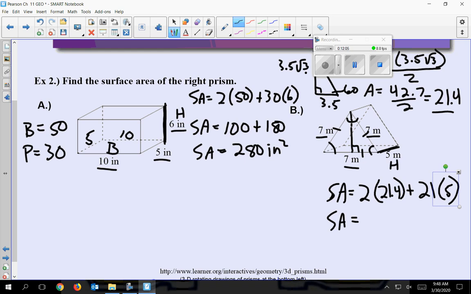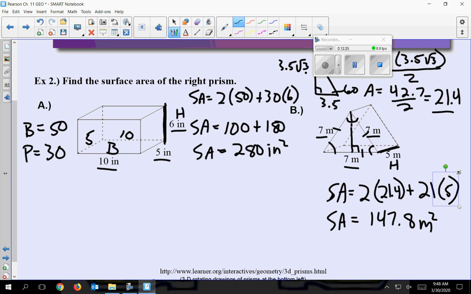So multiply all that out, and I get about 147.8, and they did give me units. It was meters squared. Okay.